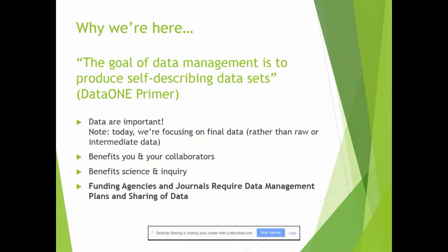So you have all of these lovely benefits, and then of course there's always a little stick, and the stick is the money. So your federal agencies are asking you for data management plans, and your journals are asking you what you're going to do with your data, and a lot of times they are asking you to share your data. So we'll spend most of our time talking about this aspect.